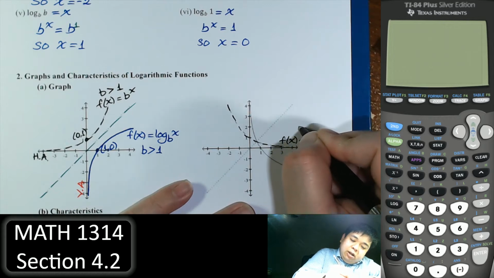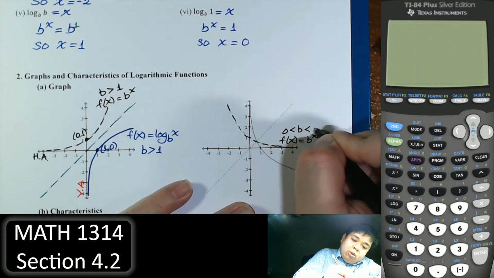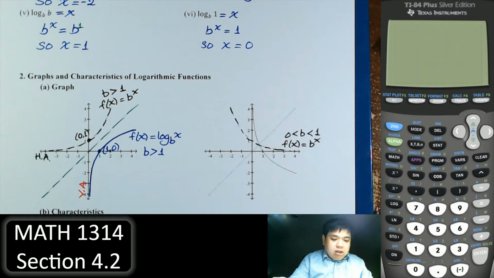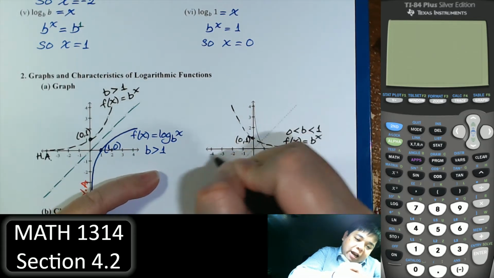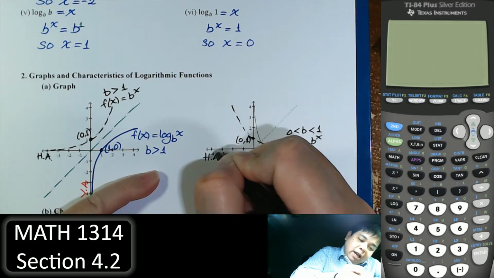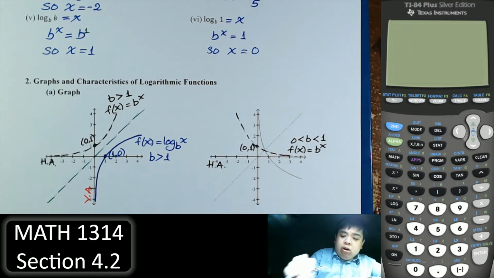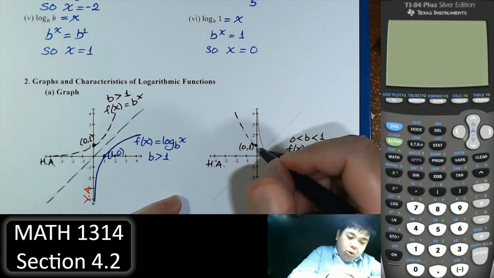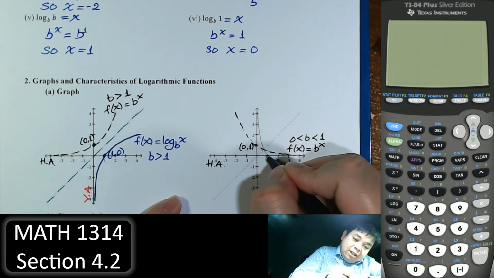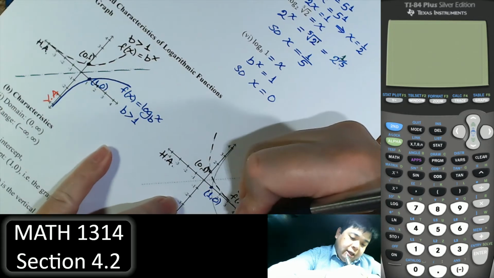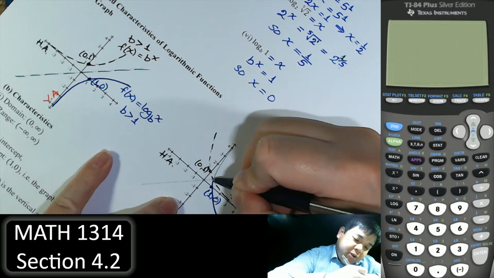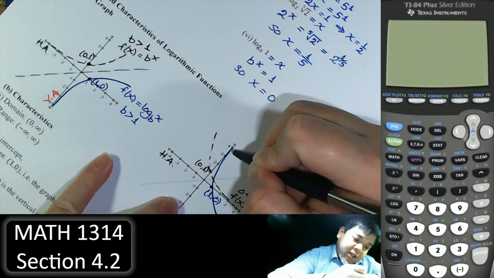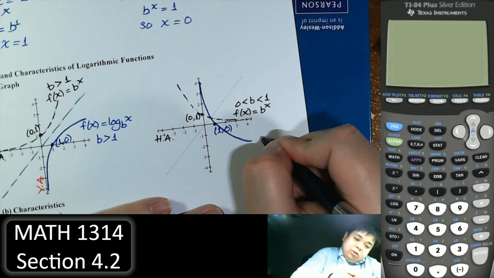But this time the base is between 0 and 1. But regardless, it still goes to the point (0, 1) and has the horizontal asymptote as the x-axis. Now, when we swap, that point becomes the x-intercept (1, 0), and the horizontal asymptote of the x-axis becomes the vertical asymptote of the y-axis. So this is the graph.